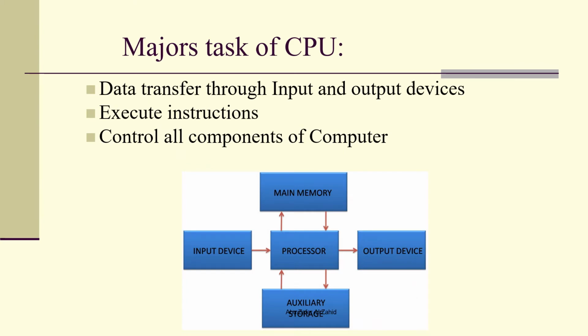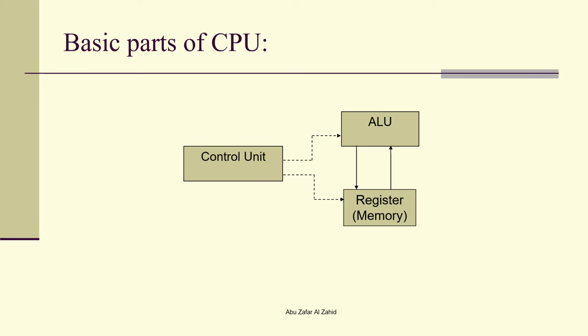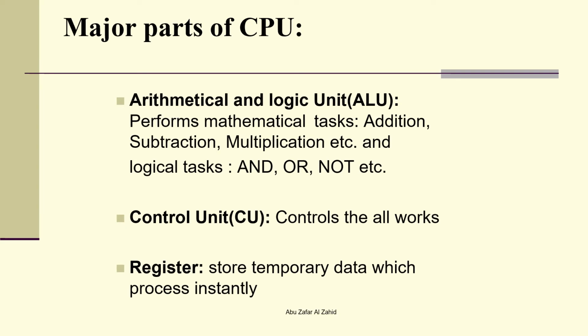Now have a look at the major tasks of a CPU. It transfers data through input and output devices. The CPU executes instructions and controls all components of the computer. Basic parts of the CPU are the ALU (arithmetic and logic unit), the control unit, and register memory. The ALU performs mathematical tasks such as addition, subtraction, multiplication, etc., and logical tasks like AND, OR, and NOT operations. The control unit controls all the work. Register memory is used to store temporary data which is processed instantly.